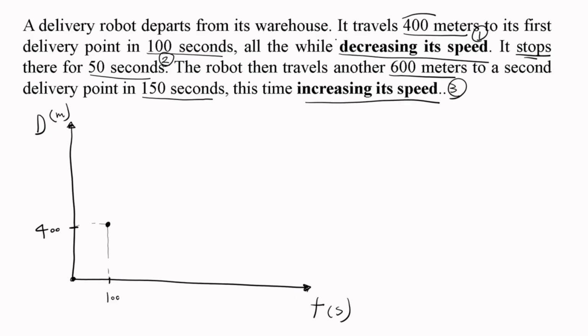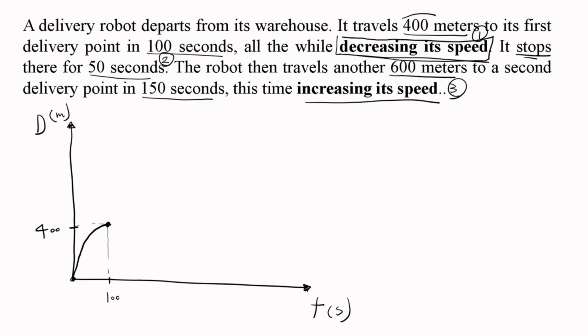Look, in the first part, speed is decreasing, right? So it's going to be a curve because the speed is changing, and because it is decreasing, the concave of the curve must be down. So it's going to be like this.